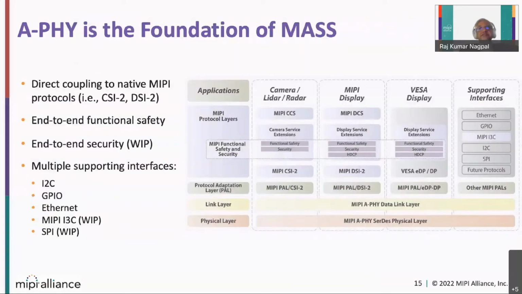I'm moving a little fast because of the time constraint. These are the specifications clubbed together under MASS, the MIPI Automotive SerDes Solution, wherein you have camera, display, and support for VESA also, and then you support other protocol layers based on your requirement. This is basically a physical layer, link layer, multiple protocol adaptation layers, and support for multiple protocols. So this whole is a MASS solution offering from MIPI.